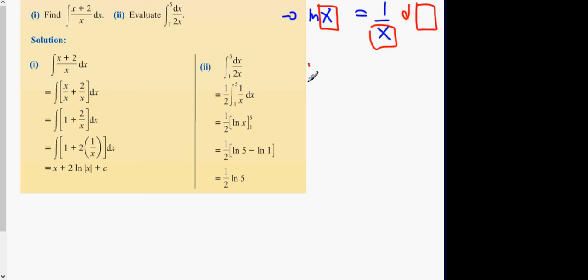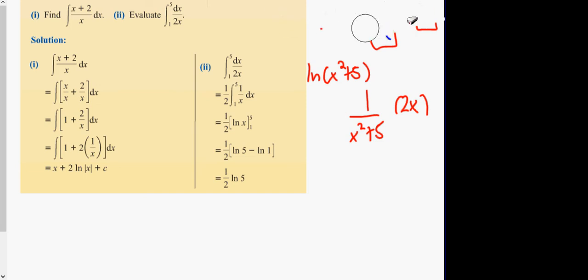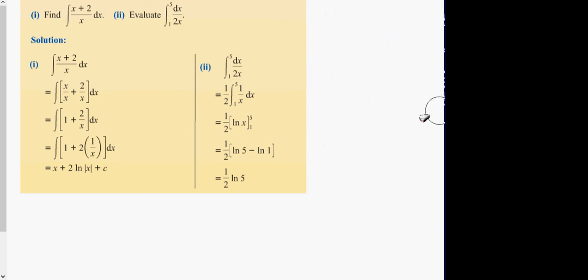So for example, I would have given you something like ln of x squared plus 5. When we differentiate that, we get 1 over x squared plus 5, and then what would come in the other box? 2x, so your answer would be 2x over x squared plus 5. But everybody remembers that. Now, we're not going to have anything too complicated in this one. When you have 1 over x and you integrate it, you always get ln x.